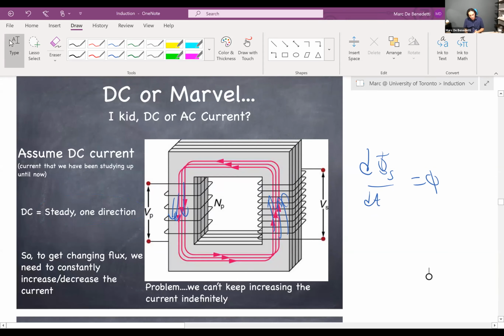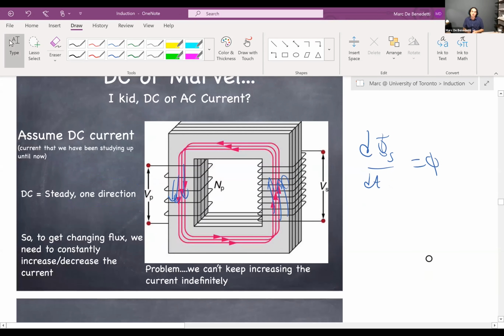Anyway, point being, you can't get a changing flux with a DC current. You can get a non-zero flux, but it's constant. So there's the problem. In order to get a changing flux, you would need to constantly increase the source of the DC current. You'd need to constantly be adding more batteries, which would produce a larger current, which would produce a changing flux. But that's not sustainable. You can't just keep adding batteries forever.